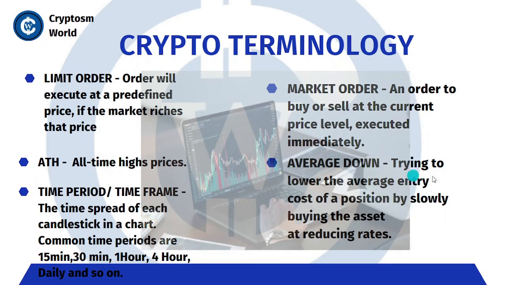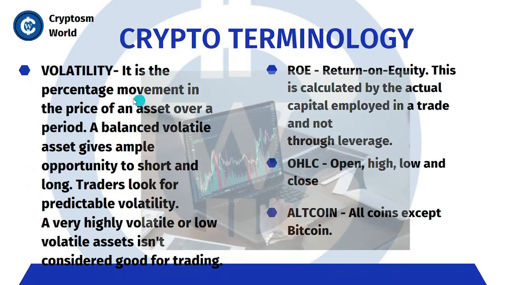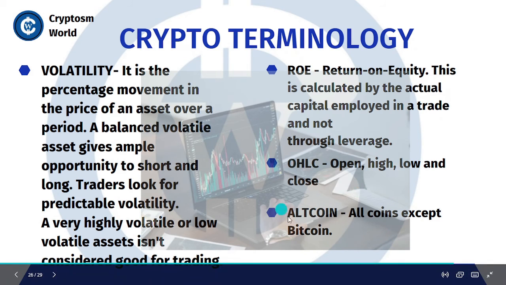Now, what is average down? Average down is trying to lower the average entry cost of a position by slowly buying the asset at a reducing rate. Now, what is volatility? We discussed volatility and liquidity the last time, and the return on equity. Altcoin is every other coin aside from Bitcoin. We call them altcoins.